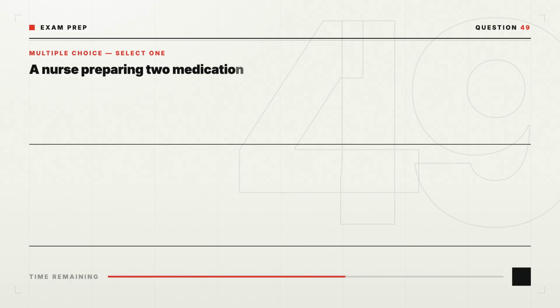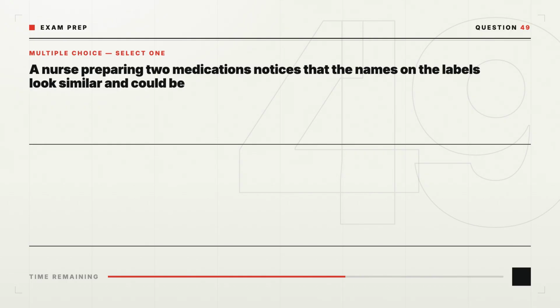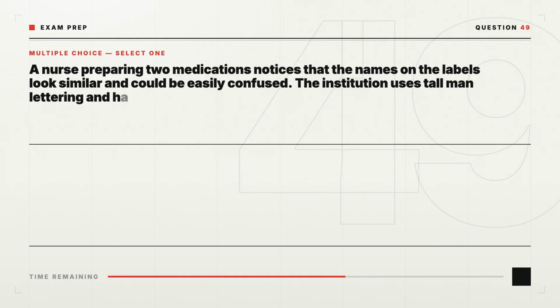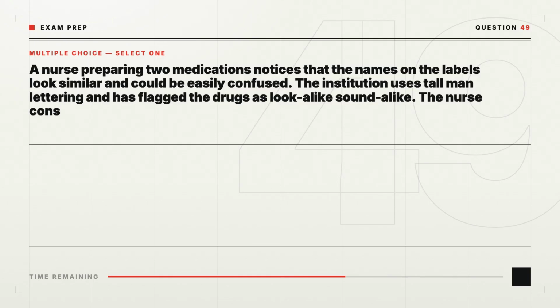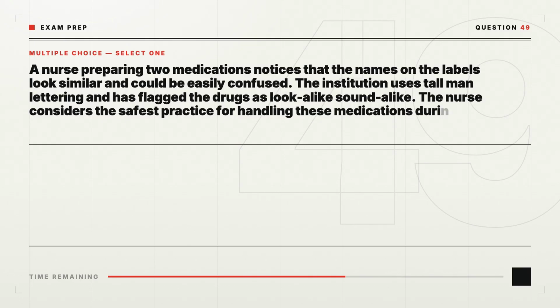Question 49. A nurse preparing 2 medications notices that the names on the labels look similar and could be easily confused. The institution uses tall man lettering and has flagged the drugs as look-alike sound-alike. The nurse considers the safest practice for handling these medications during the morning round.